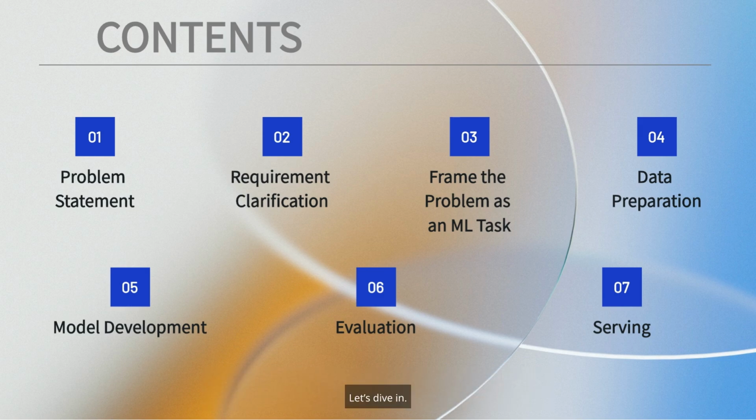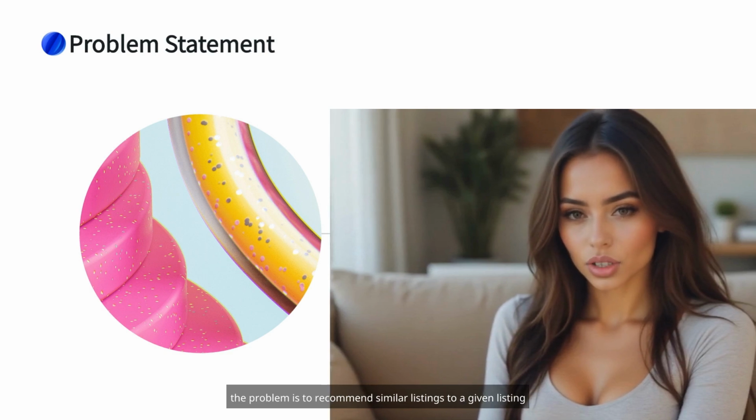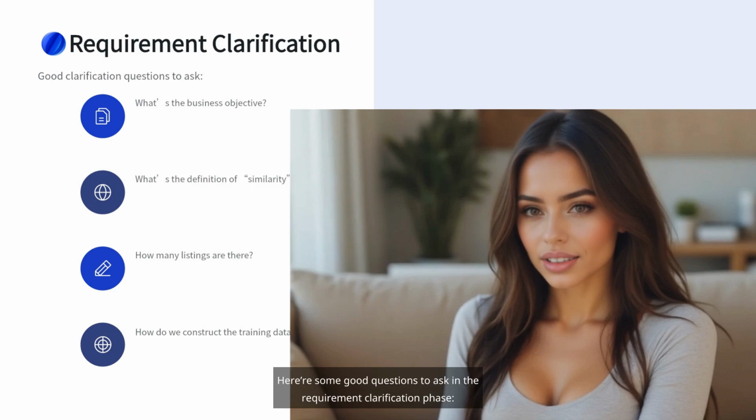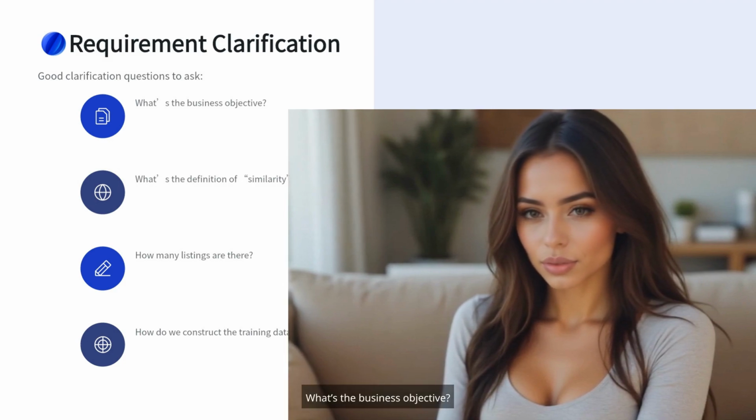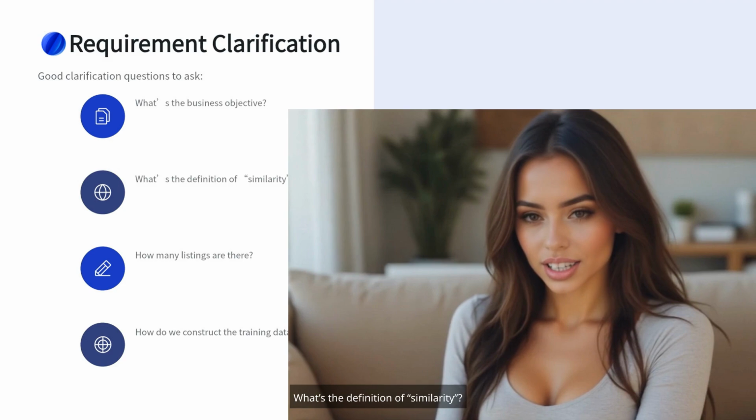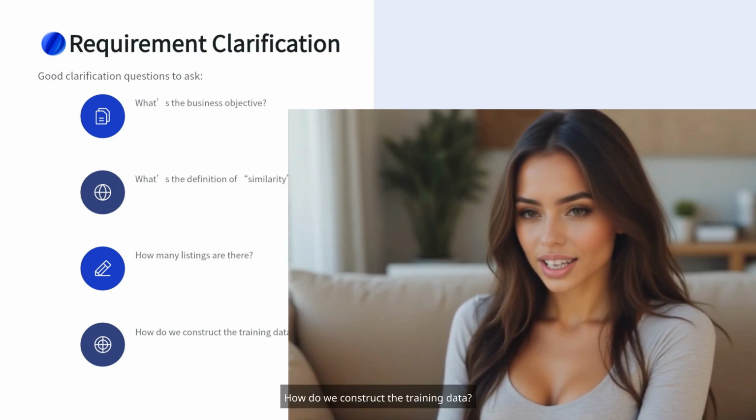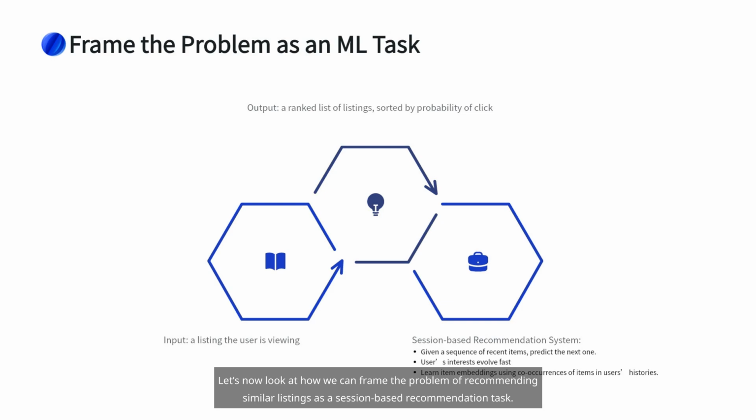Let's dive in. The problem is to recommend similar listings to a given listing. Here are some good questions to ask in the requirement clarification phase. What's the business objective? What's the definition of similarity? How many listings are there? How do we construct the training data? Let's now look at how we can frame the problem of recommending similar listings as a session-based recommendation task.